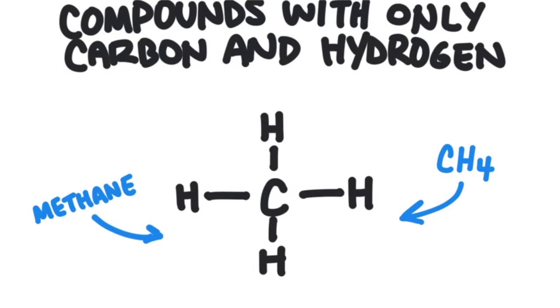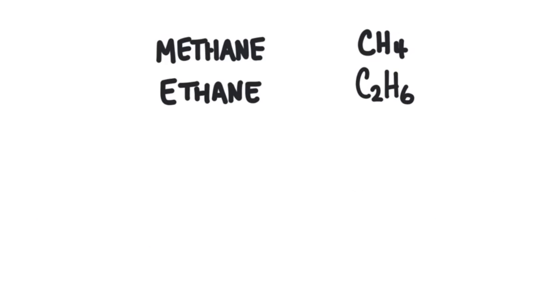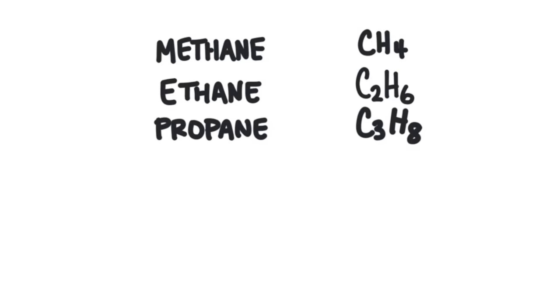And we can make longer chains. Ethane has 2 carbons linked together, and then hydrogens surround the molecule, bonding to the rest of the unpaired electrons. The formula for ethane is C2H6. Propane has 3 carbons linked together, and the hydrogens surround the molecule, bonding to the rest of the unpaired electrons. The formula is C3H8.